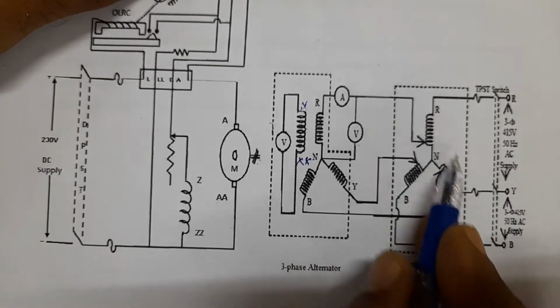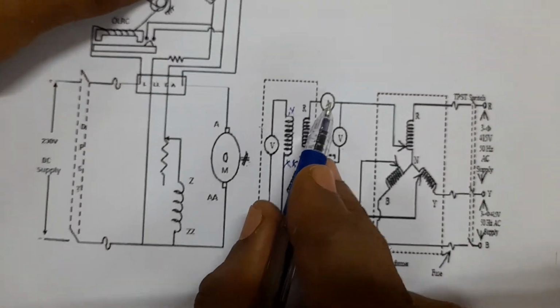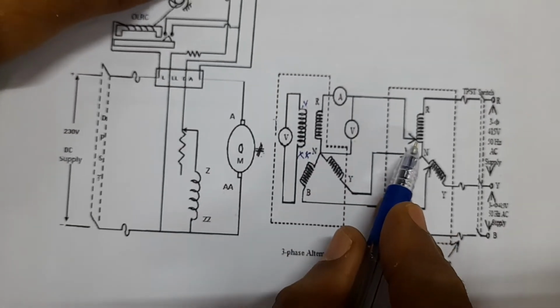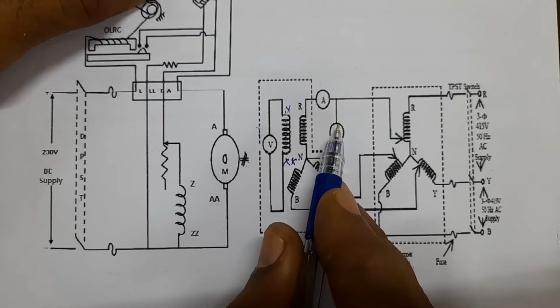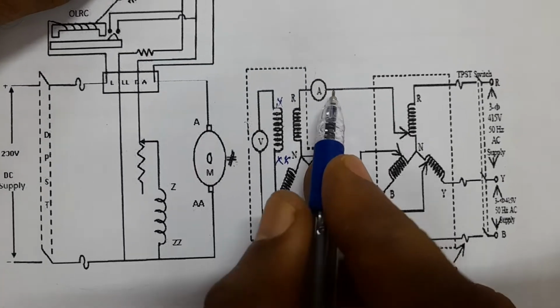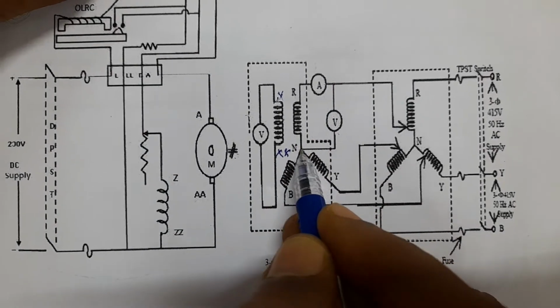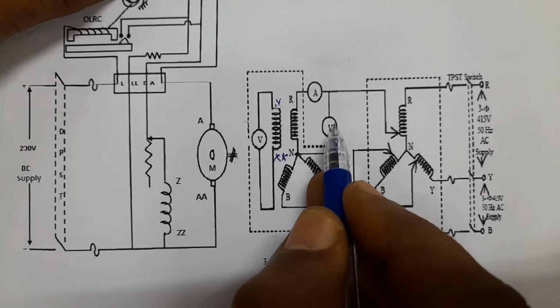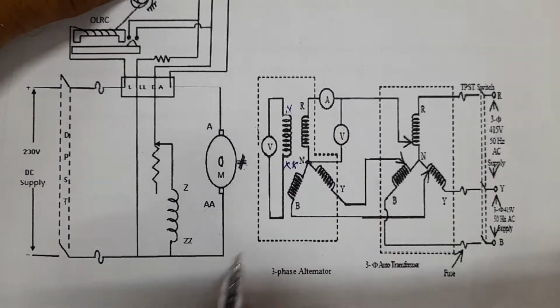So this is the auto transformer, and an ammeter is connected from R, and the other end of the ammeter is connected to the variable point of one terminal of the auto transformer. Similarly, the voltmeter common terminal is given to the ammeter's other end, and the voltmeter's other terminal is connected to the neutral. So the voltmeter connected here indicates the phase voltage, not the line voltage.